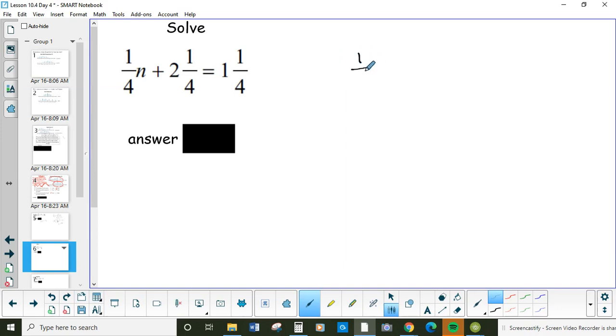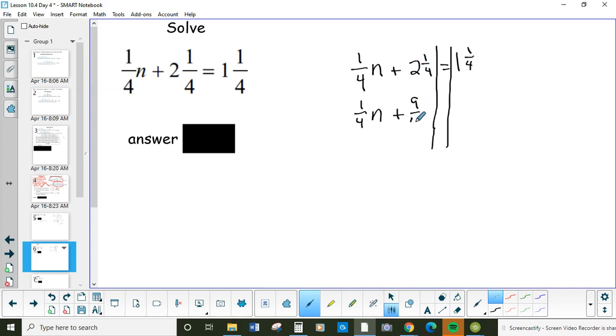Our good friends fractions are coming back to visit us, and you guys are going to be so ready for 8th grade next year. It's not even going to be funny. Now, just like the last problem, but we have fractions, so we're going to make everything a fraction, right? 2 1/4 means 4 times 2 is 8, plus 1 is 9. That's the same as 9/4, same number. 1 1/4 is the same as 5/4.